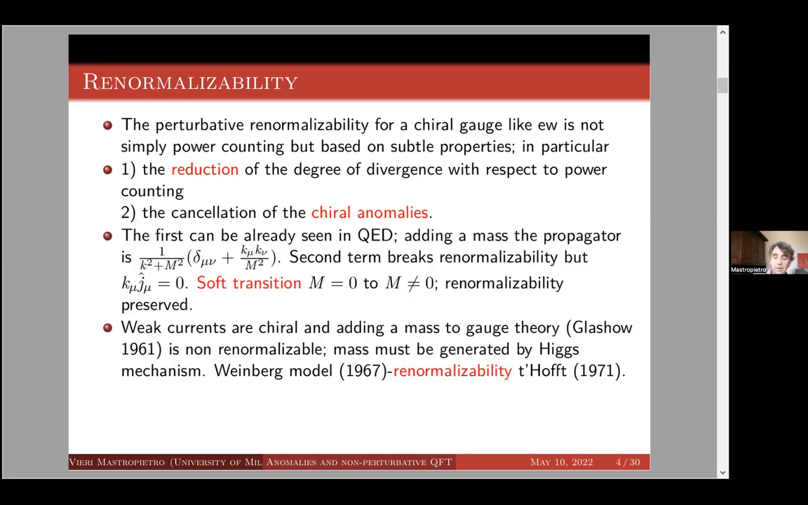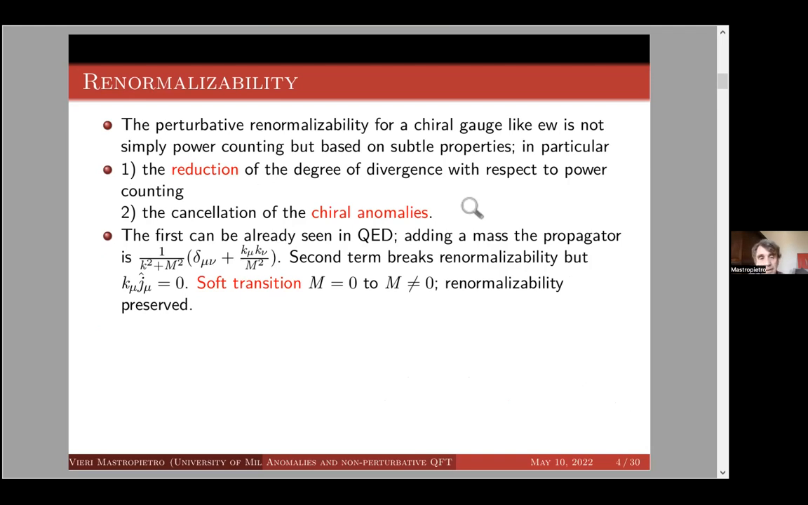The reduction of degree of divergence can be already seen in quantum electrodynamics. If you add a mass to the photon propagator, then the propagator becomes this one. So you have a piece which is 1/k², exactly the same as in the massless case. Then you have this piece here, which is not decaying for large k. As everyone knows, quantum electrodynamics without mass is renormalizable. If you put the mass, it seems non-renormalizable due to these terms, because you have no decay.